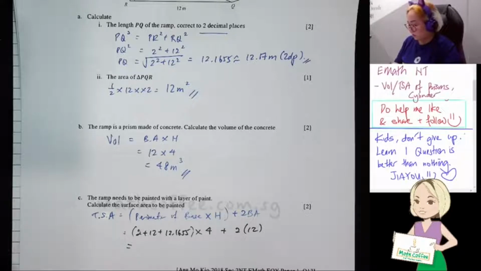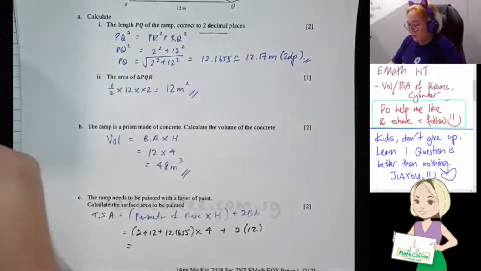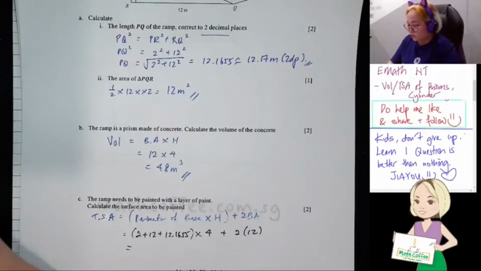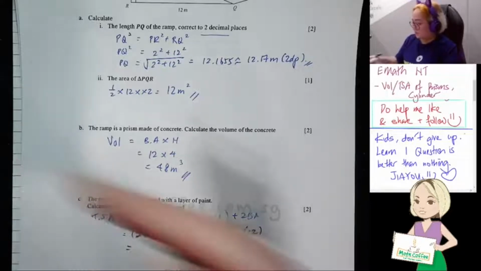times 4 plus 24. So we get, oh, I know already. I'm guessing that it's not going to add. Let me try out something first. 2 plus 12.1655 times 4 plus 24. I think it's so weird that they 12.17 plus 2 times 4 plus 24. Well, the answer really is very bad.